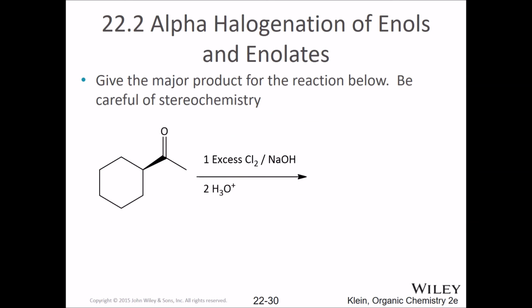Okay, yeah, we do. So now give the major product for the reaction below. Oh, it's chlorine. Sorry, I thought that was iodine. I was thinking that was iodine with a typographical error. It's chlorine. Okay, excess chlorine in sodium hydroxide, and tell what happens.